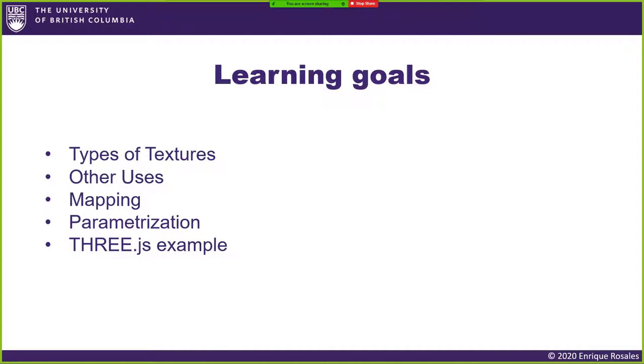We'll talk about mapping. That is basically how you decide to wrap your objects with your texture, or how your texture is distributed on your object surface. And that is related to something called parametrization, which is a very hard problem in computer science. And we will finally see the actual three.js example on how you can get the color of your texture.